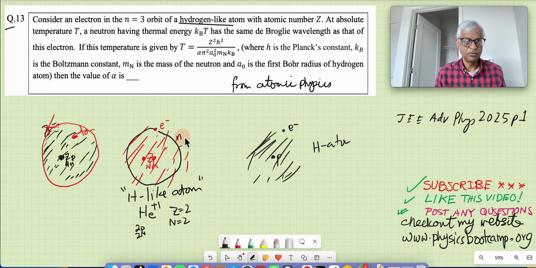So we are in this kind of situation, in the n equals 3 orbit, and we're talking about this electron. It says look at absolute temperature T, a neutron having thermal energy has the same de Broglie wavelength as that of the electron. So you have to know what de Broglie wavelength has to do with temperature or energy of the electron.